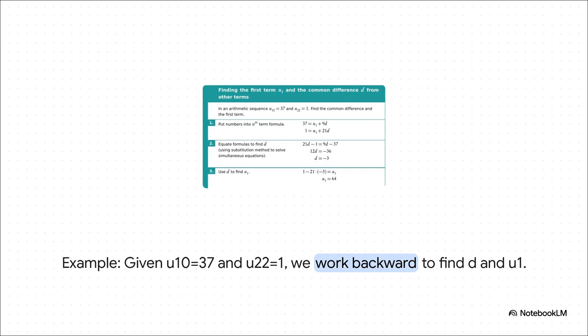Check this out. This example shows you exactly how it's done. See? We've got the 10th and 22nd terms. We just plug them into that nth term formula, and that gives us two equations. From there, it's just a matter of solving for d, and then using that to find u1. It's a clean, logical method that just works every time.